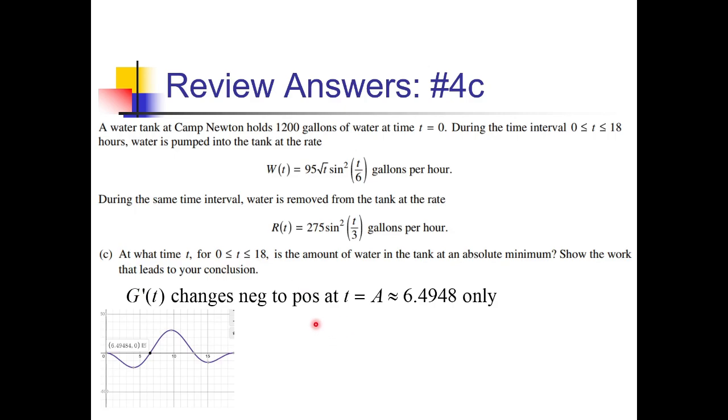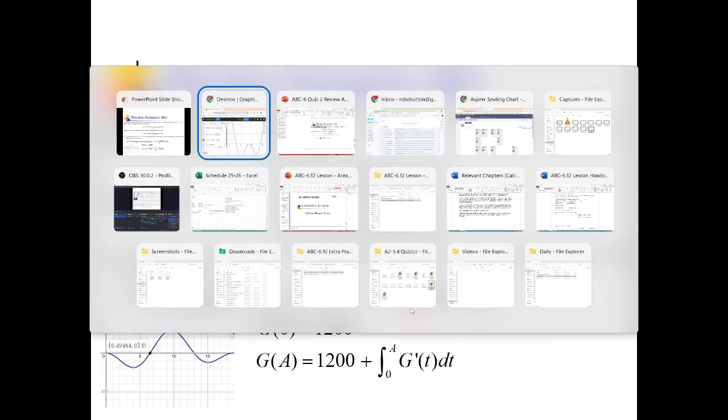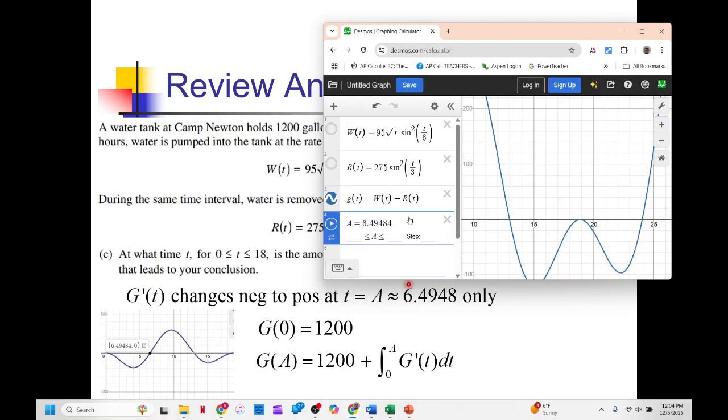Now g of 0 is pretty easy because at time 0 they told us there was 1,200 gallons of water, so we kind of get that one for free. For g of A, I'm going to have to do 1,200 plus the integral from 0 to A of g prime of t dt. And let me go to the calculator for that piece of it.